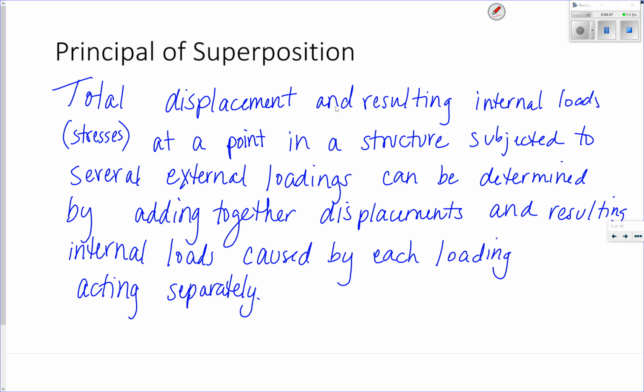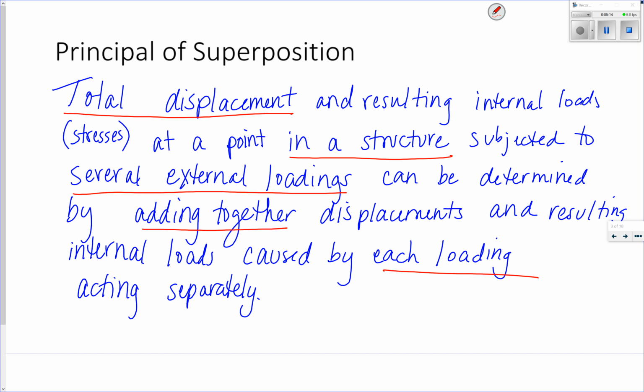So the principle of superposition is if you want to find the total displacement at a point in a structure subjected to several external loadings, you're going to add together the displacements and resulting internal loads caused by each loading acting separately. So basically take the loads, break them up into something that you know the answer to, and then you can add them together.